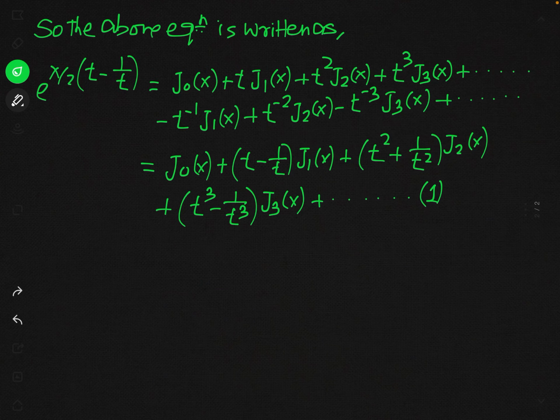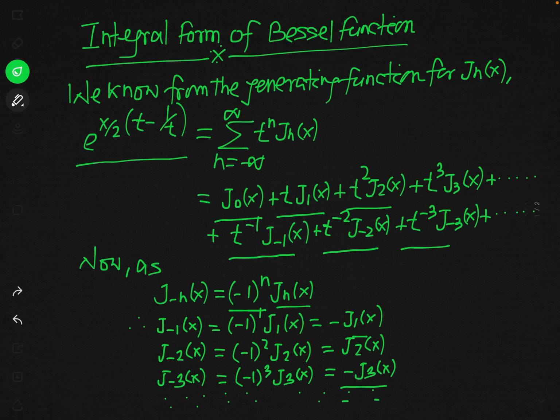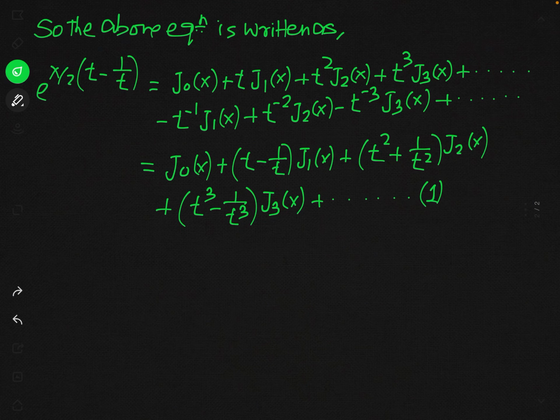Now we will substitute all these values in the above equation which I have defined here. You can see e raised to the power x over 2 (t minus 1 by t). All the terms in the series containing positive values of n will remain the same, so I have repeated it. This is J0 of x plus t J1 of x plus t square J2 of x plus t cube J3 of x and so on.